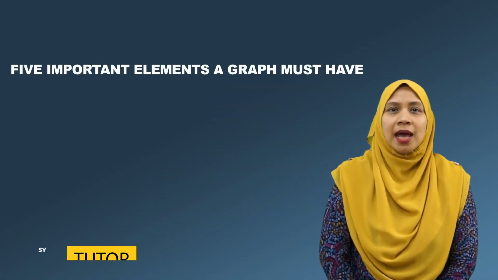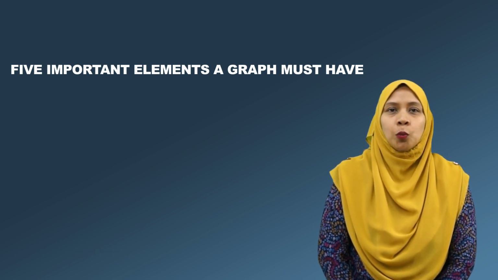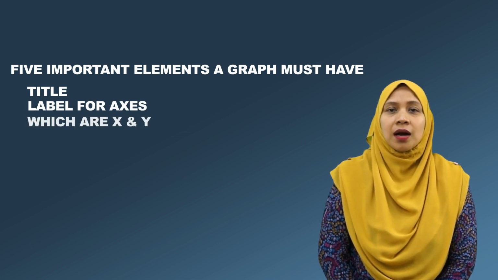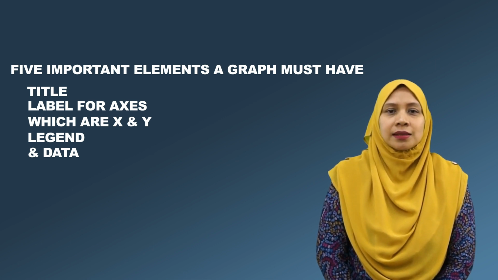There are 5 important elements a graph must have, which are title, label for axes, which are X and Y, legend, and data. The title summarizes what the graph depicts. X-axis is the horizontal axis on a line graph. It is the independent variable and generally shows time periods. Y-axis is the vertical axis, and this axis is the dependent variable and shows the data you are tracking.